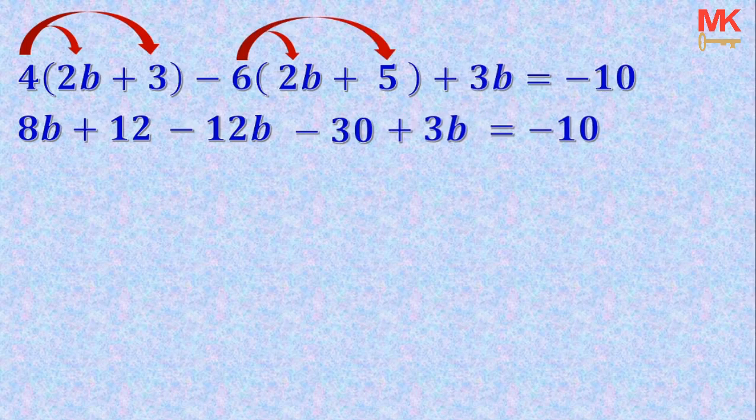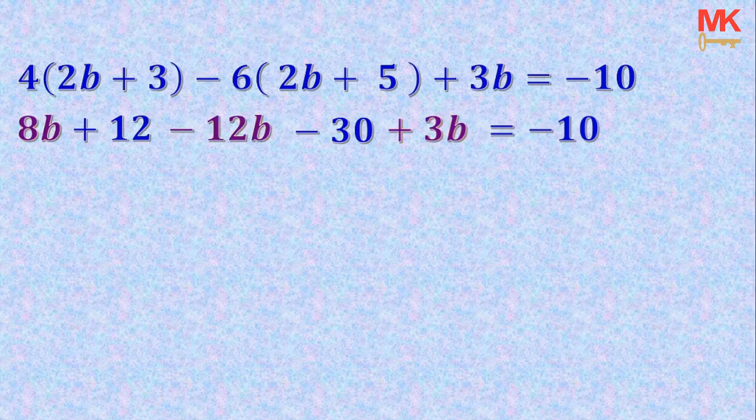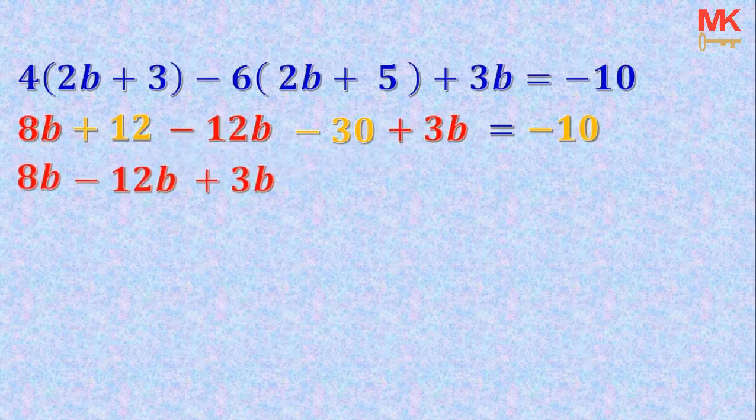All right, now at this point, we just put all the like terms in the same color. You can see that the 8b, the negative 12b, and the positive 3b are like terms. So we'll put them in the same color just like this. And the positive 12, the negative 30, and the negative 10 are also like terms. So we'll put them in the same color. So we'll collect all the like terms together at the left hand side. So 8b minus 12b plus 3b, we'll put them together like this. And the positive 12 and the negative 30 will also be together like this. Then we'll keep our negative 10 at the right hand side.